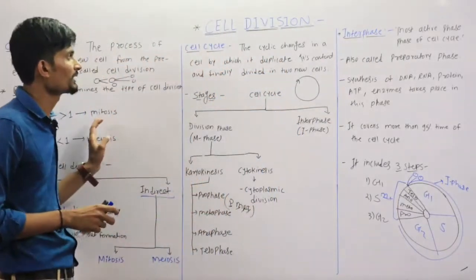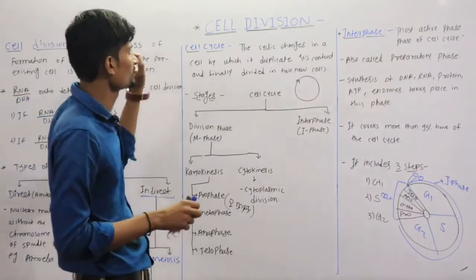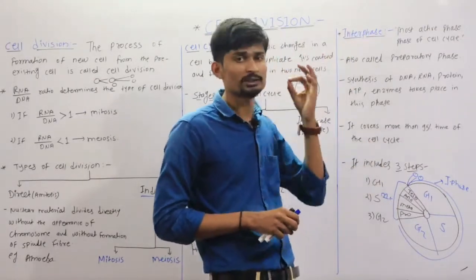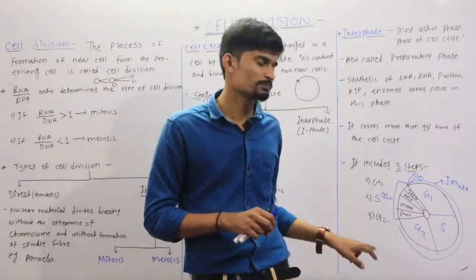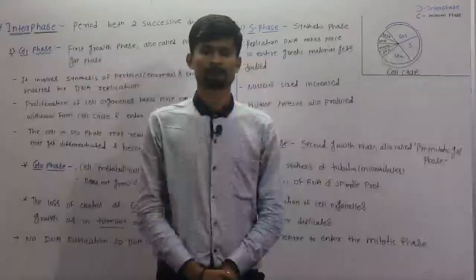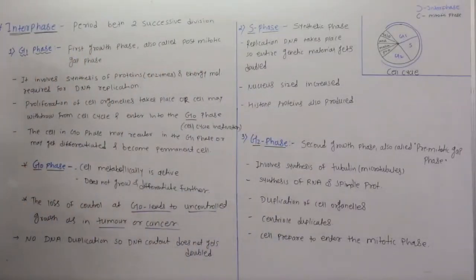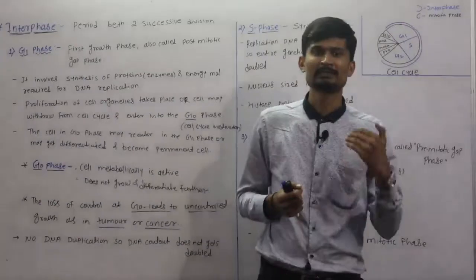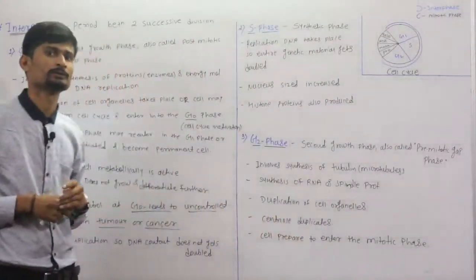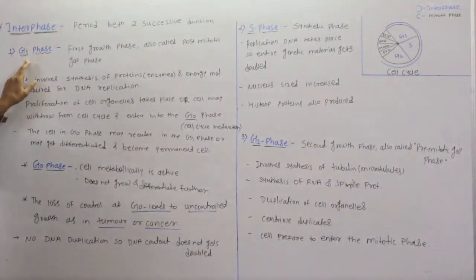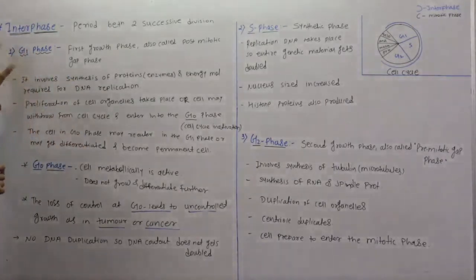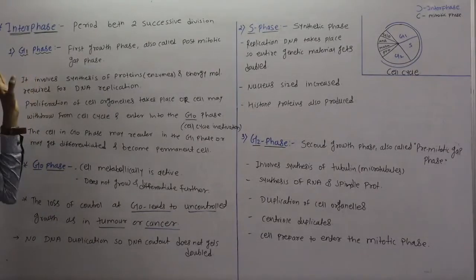So here we completed the cell division definition, the cell cycle, and the interphase. We will see the G1 phase, S phase and G2 phase. Our next topic is the interphase. We have seen the basics about the interphase, which includes 3 substeps, that is G1 phase, S phase and G2 phase. Now we are going to study in detail the G1 phase, S phase and G2 phase of the interphase.